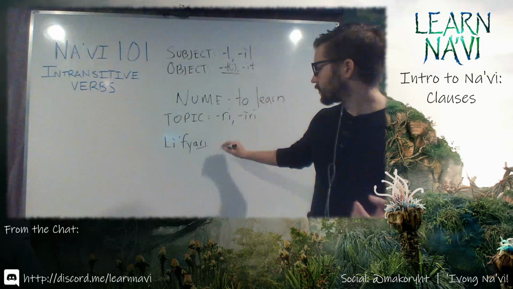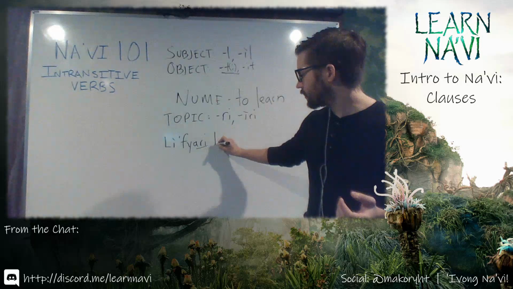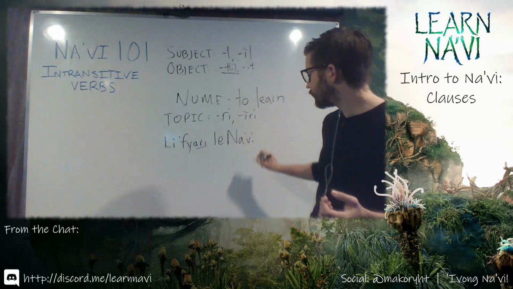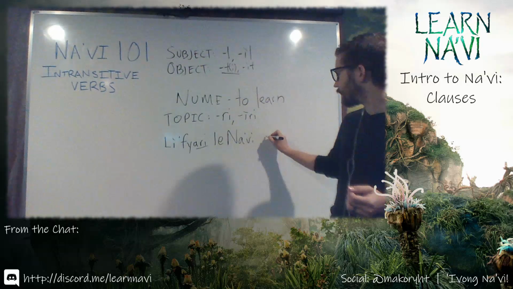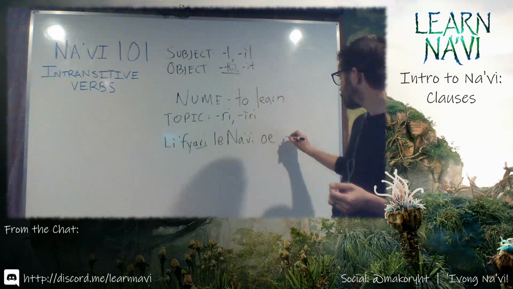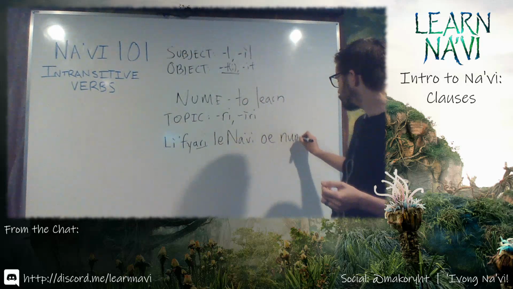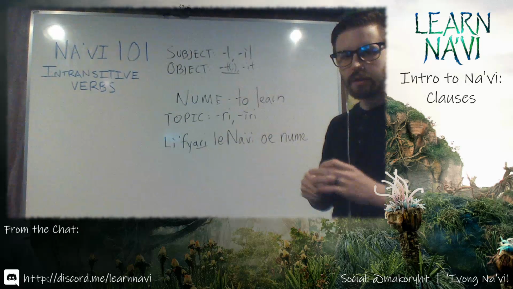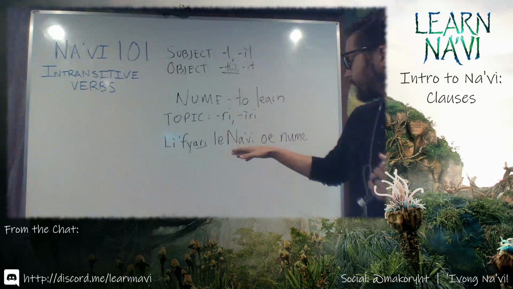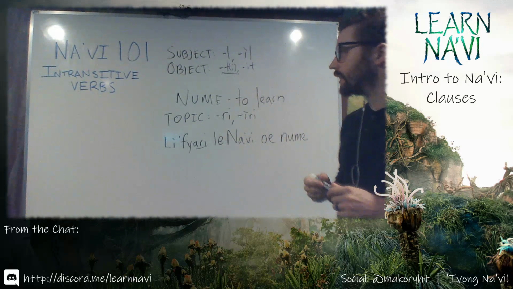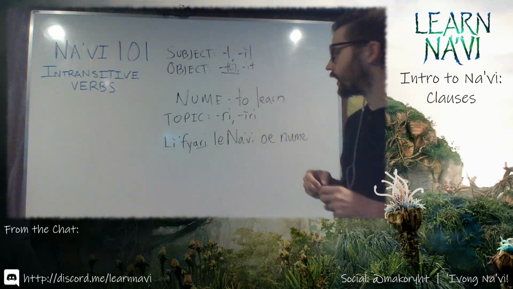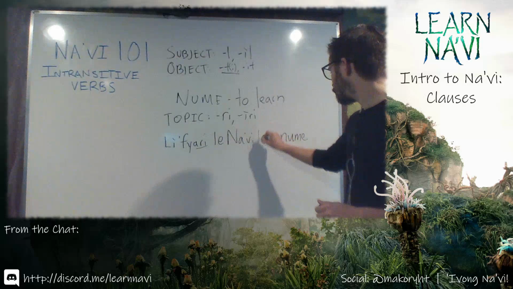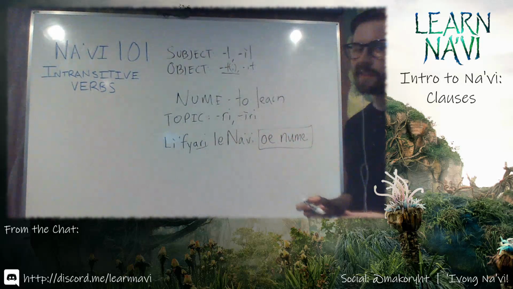So this is language. Now we need to make sure that we're specifying the Natfi language. So litvia le Natfi. And then subject, oe, and verb, nume. Okay, so litviari le Natfi oe nume is the way that we're going to say I learned the Natfi language in Natfi. What we have here is our core sentence, oe nume, I learned.